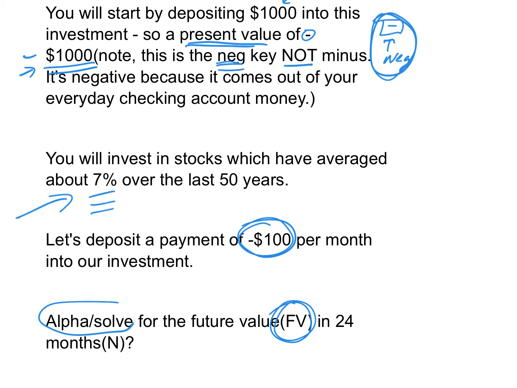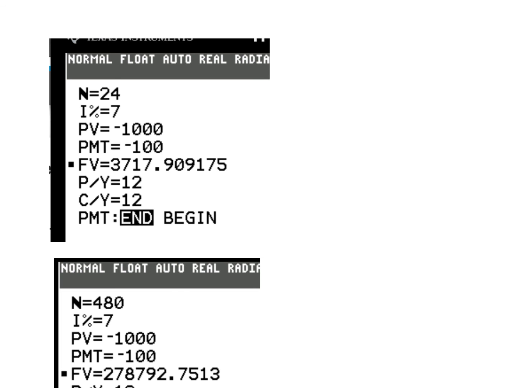So you're going to do what I call alpha solve. That's those two buttons, alpha and solve, and figure out the future value in 24 months. By now, if you're pretty quick at this, you've already typed it in, and let's see if you got the right thing. 24 months at 7%, $1,000 to start with. Payments going into it are $100 a month. Then the future value would be this. And this little black box here means I can tell that the calculator calculated the future value.